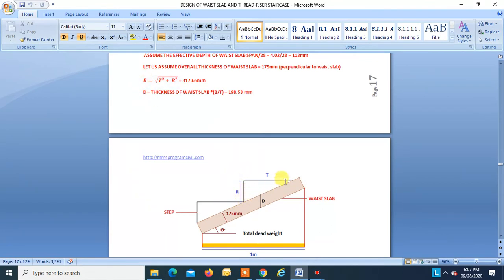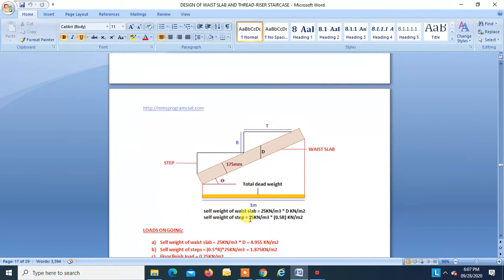So this D, first you have to find B. B is, this is B. B is equal to under root T square plus R square, that is equal to 317.65. This D is equal to thickness of waist slab into B divided by T equal to 198.53. So this D is equal to 198.53, right?